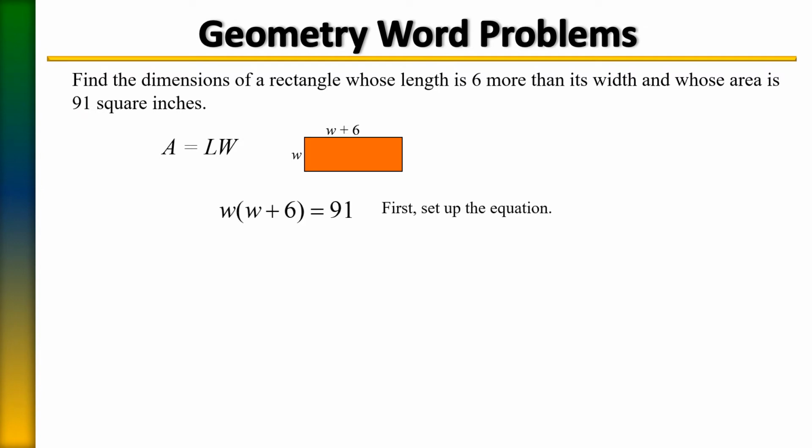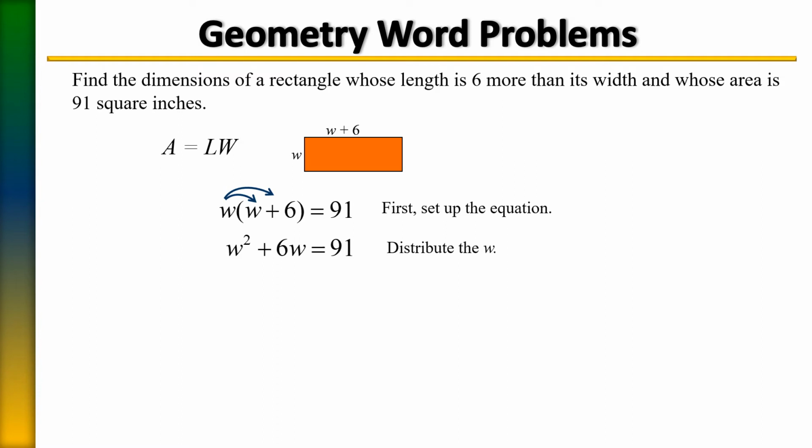And so what we have here is the length times the width, which equals the area, and the area was 91. So the first thing I need to do is to use the distributive property and distribute the w. So w times w is w squared. w times 6 equals 6w. So there you have it: w squared plus 6w equals 91.